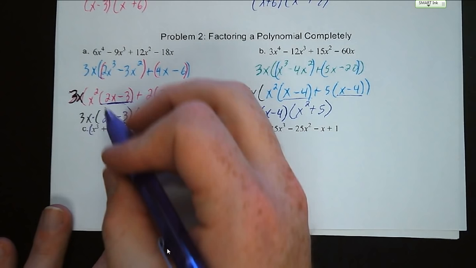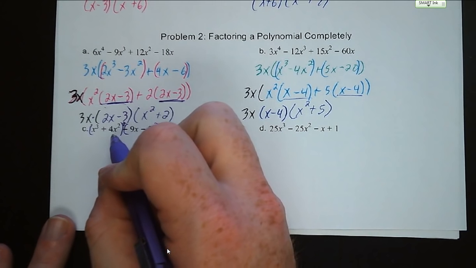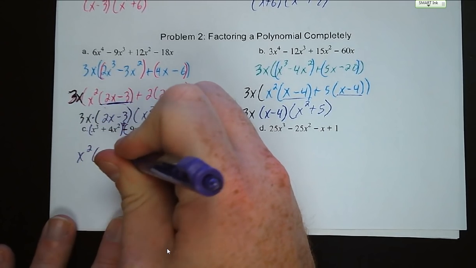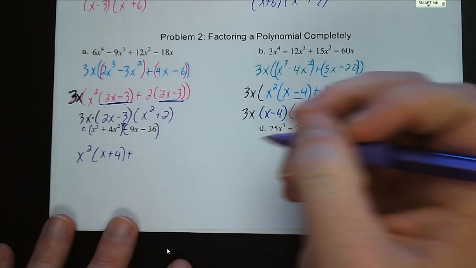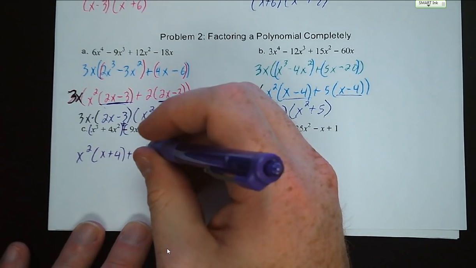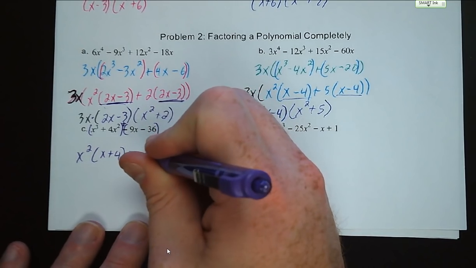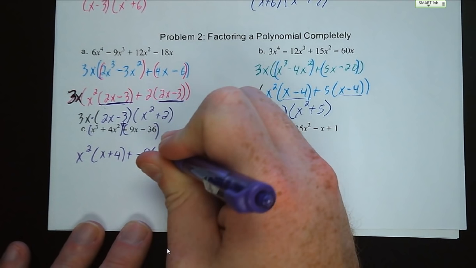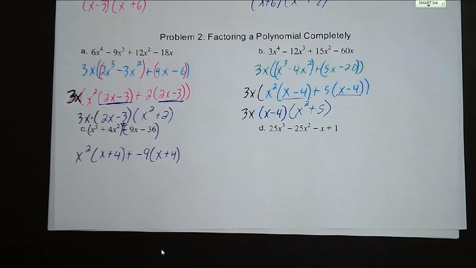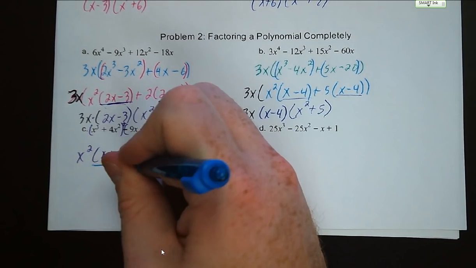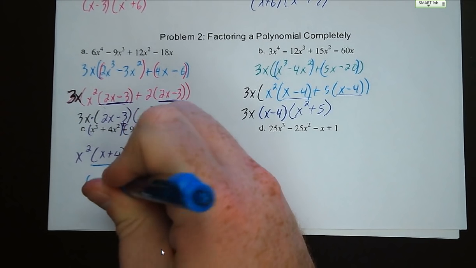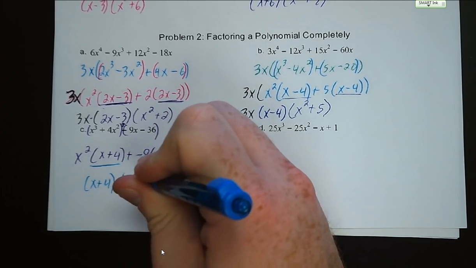Now, x cubed and 4x squared. My common factor in that is going to be x squared, and I'm going to be left with x plus 4. And here's that plus sign that I mentioned. All right, negative 9x and negative 36. My common factor there is a negative 9, and I'm left with x plus 4. Okay, so now we need to look at factoring that. So we have x plus 4 as our common factor, and I'm left with x squared minus 9.